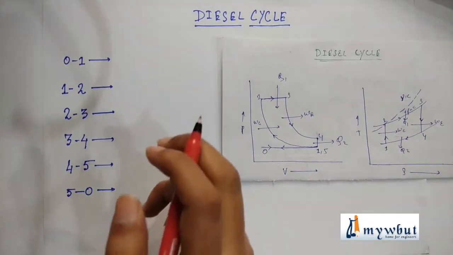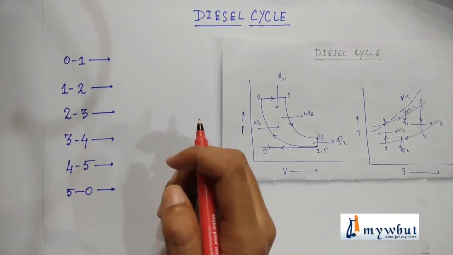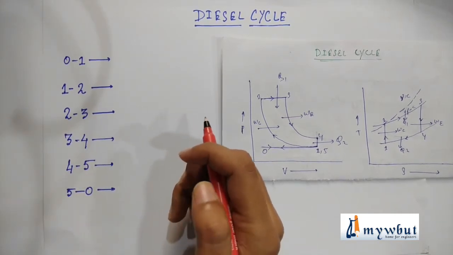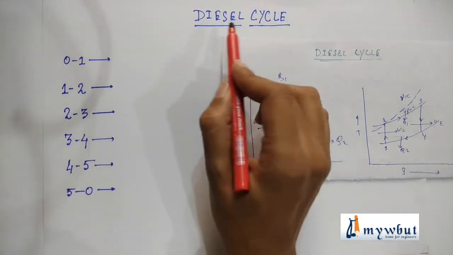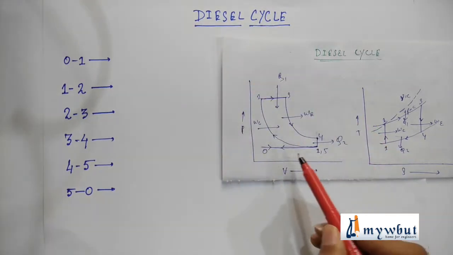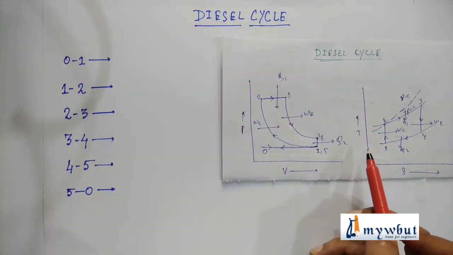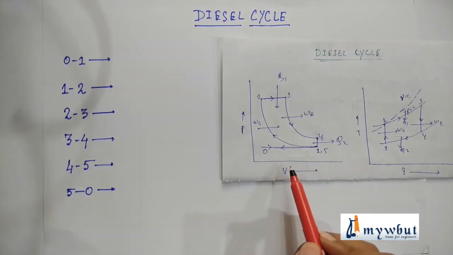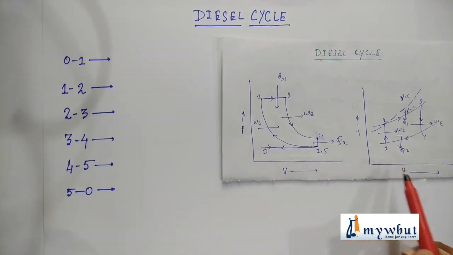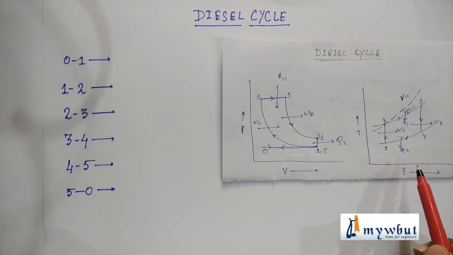Now, after completing the Otto cycle, let us now see another type of air standard cycles, that is the diesel cycle. So these two graphs are very important as before. This is the pressure volume PV curve. This is the temperature entropy TS diagram.